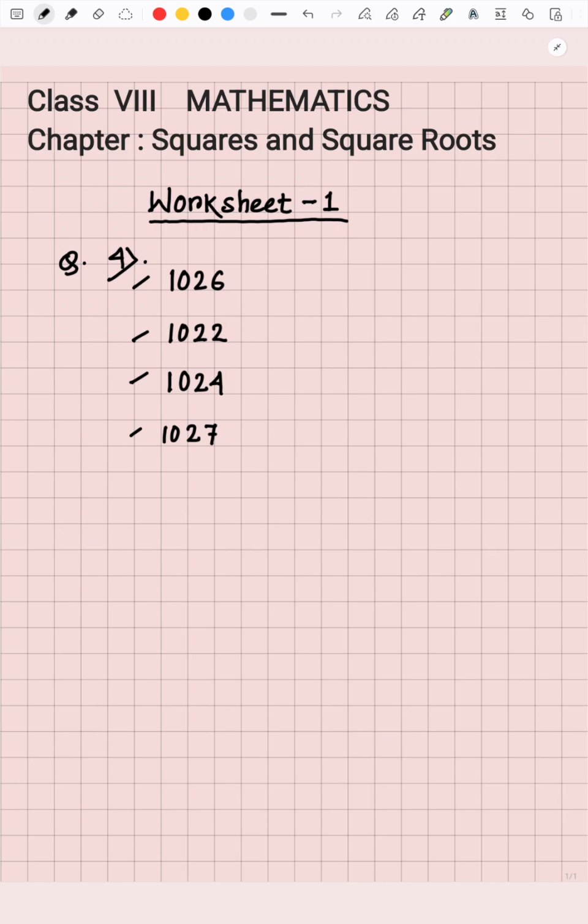In worksheet 1, I have taken question number 4. Four numbers are given and you have to tell just by observing the ones place of these numbers which of the following numbers can be perfect squares. It may not be a perfect square, but just by observing the unit digit, this is the ones place of the first number, this is the ones place, this is the ones place, this is the ones place. So just by observing these ones place numbers, you should answer whether they are perfect squares or not.